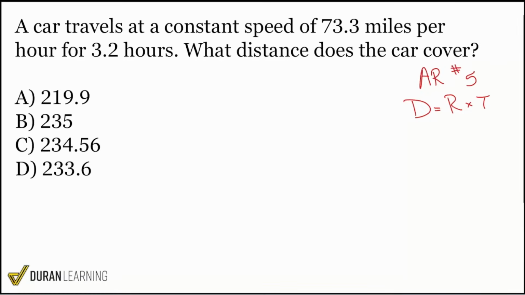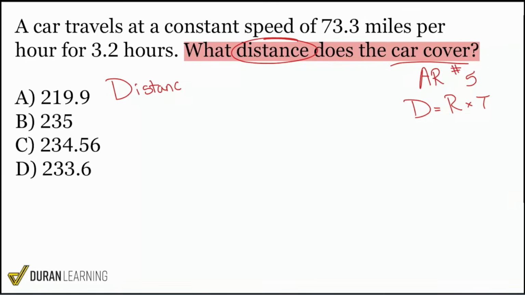Let's solve this. Everybody, what are we trying to find here? The distance, rate, or time in this one. Yeah, in this problem, this one's very straightforward. It's saying, hey, find that distance. What distance does the car cover? Sounds good. So we're looking for that final distance. And here's how we know we're dealing with distance equals rate times time. When we read the information we're given, it says a car travels at a constant speed of 73.3 miles per hour for 3.2 hours. So, okay, how do I know?